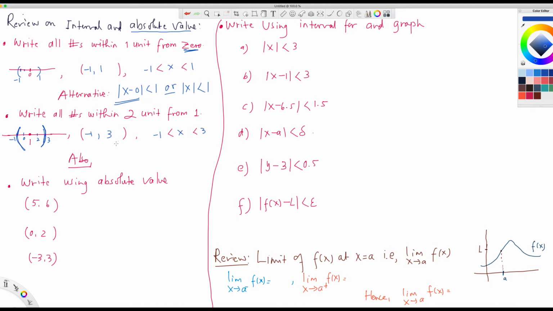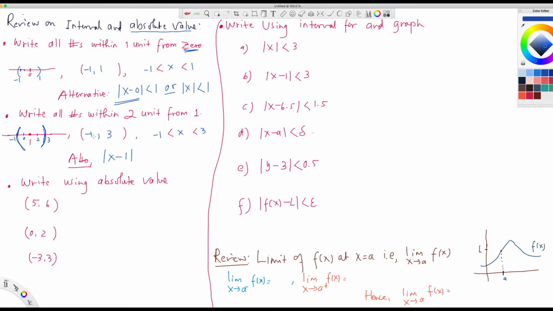So tell me, how do I write using the absolute value? What you do, you write x inside the absolute value, and then minus, what is the number in the center? That is 1, right? The number in the center is 1. Or you can see from here too. What is the number in between -1 and 3?